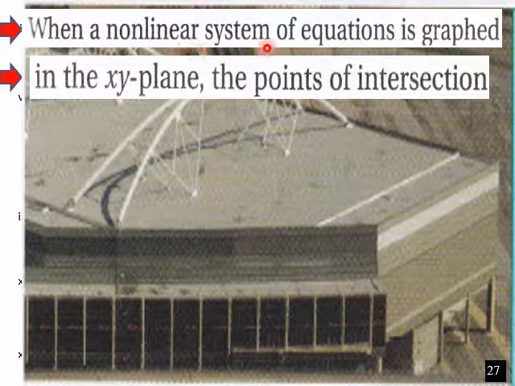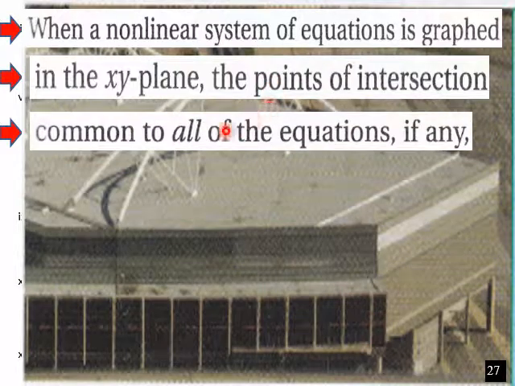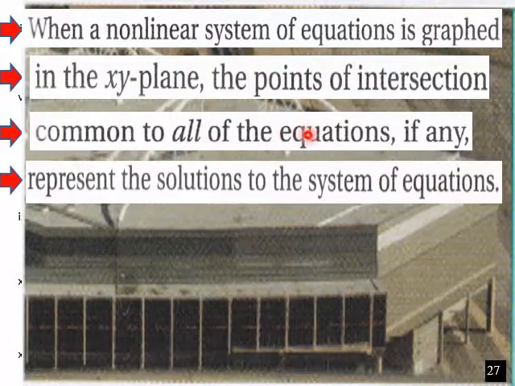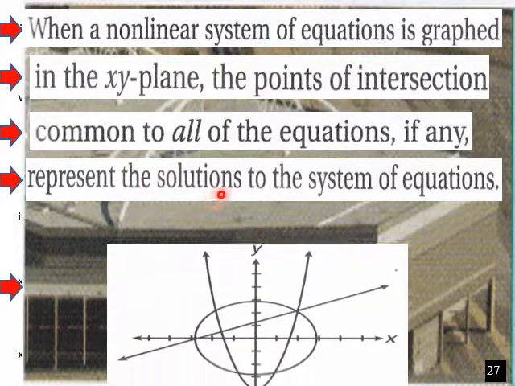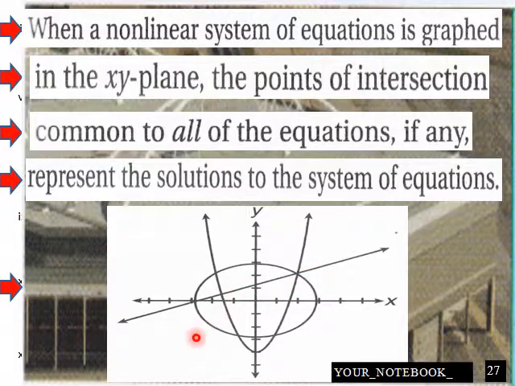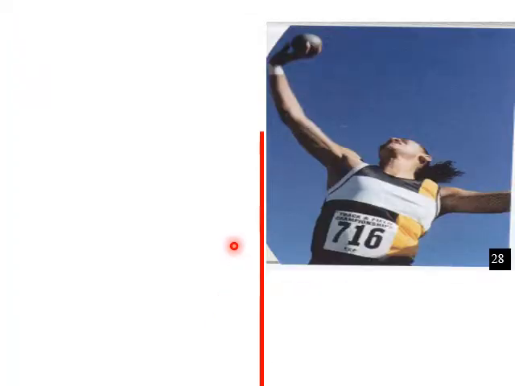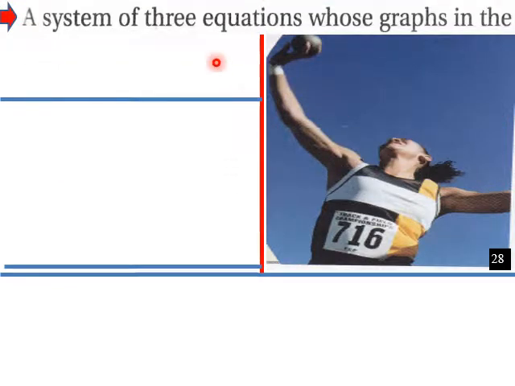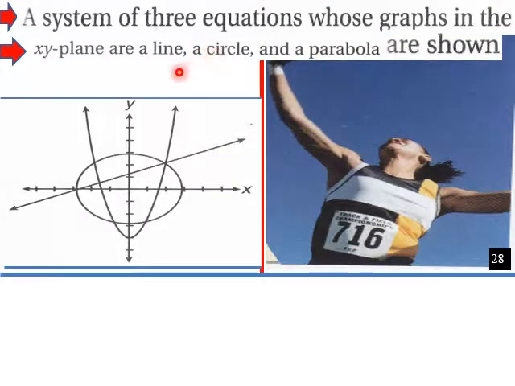When a nonlinear system of equations is graphed in the xy plane, the points of intersection common to all of the equations, if any, represent the solutions to the system of equations. So we have this situation here where we have, I guess, a circle or an ellipse, and then we have a parabola, and then we have a line here. A system of three equations whose graphs in the xy plane are a line, a circle, and a parabola are shown. Okay, so this is a circle.